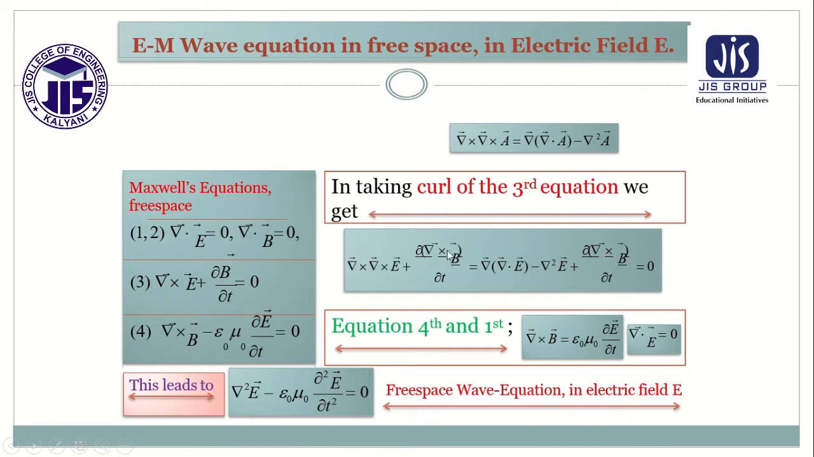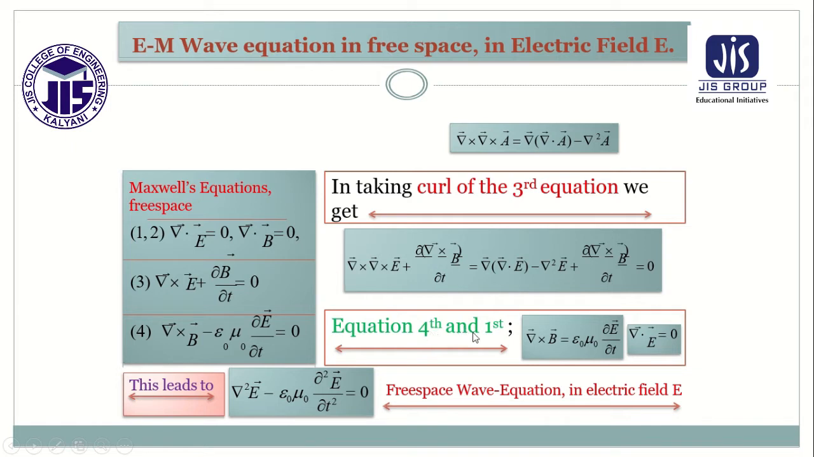There is a formula: A cross B cross C equals B of A dot C minus C of A dot B. Here B is nabla, so B of A dot C means nabla of nabla dot E, minus C, which is E, times A dot B, nabla dot nabla, so nabla square E. In short we can say back minus cab, to remember it well. So nabla of nabla dot E minus nabla square E plus del by del t of nabla cross B equal to 0.